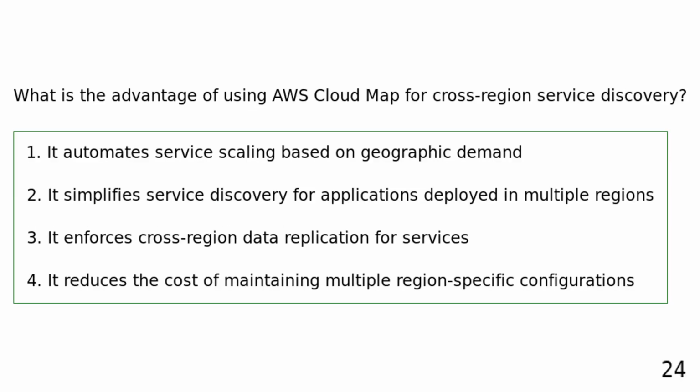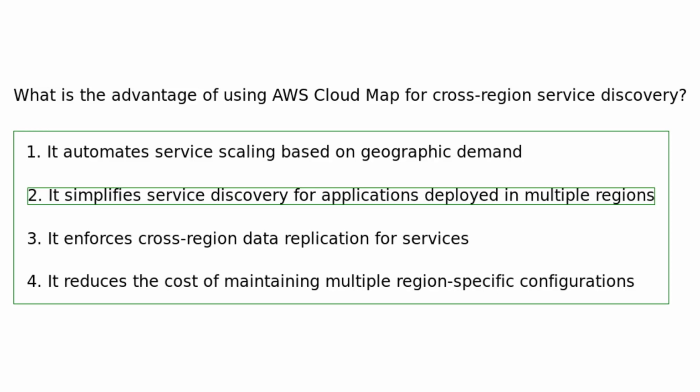What is the advantage of using AWS Cloud Map for cross-region service discovery? It automates service scaling based on geographic demand. It simplifies service discovery for applications deployed in multiple regions. It enforces cross-region data replication for services. It reduces the cost of maintaining multiple region-specific configurations. AWS Cloud Map simplifies service discovery for applications deployed in multiple regions by allowing service instances to be registered and discovered across regions within the same namespace, ensuring easy communication and connectivity.